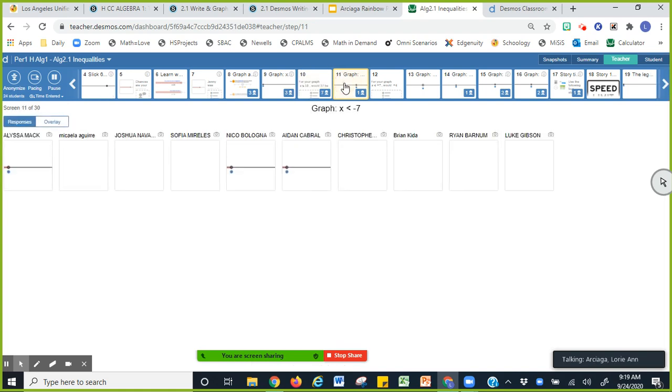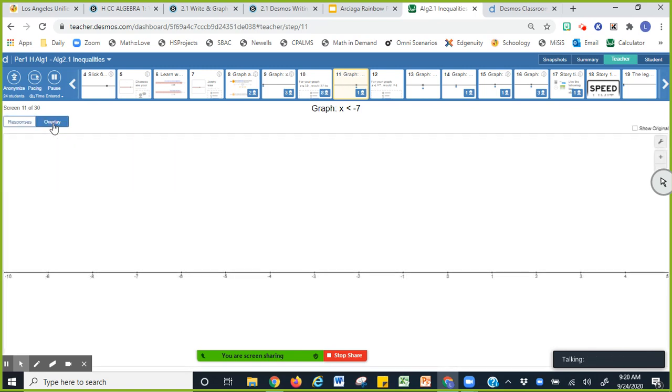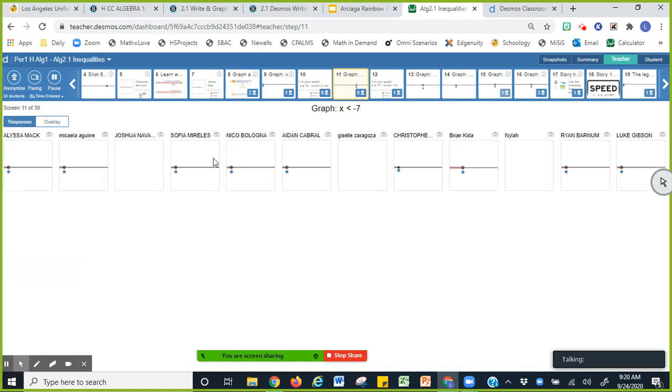Next, x is less than negative 7. So if I could have all your responses visible at the same time. There you go. You guys are now shading to the left of negative 7. That's good. And you're using an open circle, because negative 7 is not included in the solution. Very good.